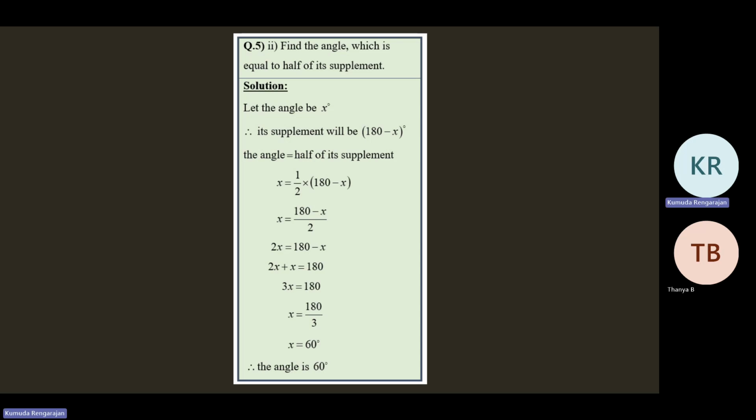Is the equation understood? Yeah. So half into 180 minus x is nothing but 180 minus x by 2. So when you cross multiply, you get 2x is equal to 180 minus x. Transpose this. So 2x plus x is 180. 3x is equal to 180. x is 180 by 3. x is 60. So the required angle is 60 degrees.